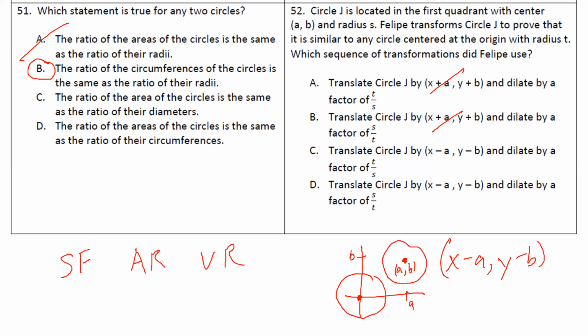Then the second part on C and D talk about dilating by a scale factor, and they have 2 different scale factors. One's T over S, the other is S over T. Well, when we do a scale factor, what should go first? The new or the old? New goes on top, old goes on bottom. It's image over pre-image. So the original image had a radius of S. So S should be on the bottom. The new image has a radius of T. So T should be on the top. So it should be T over S, which would be C.